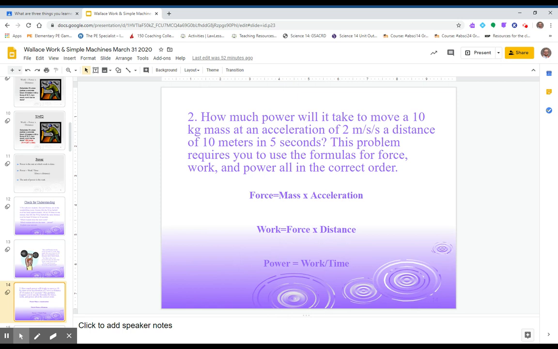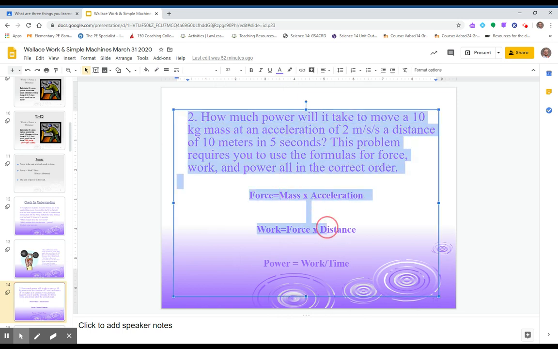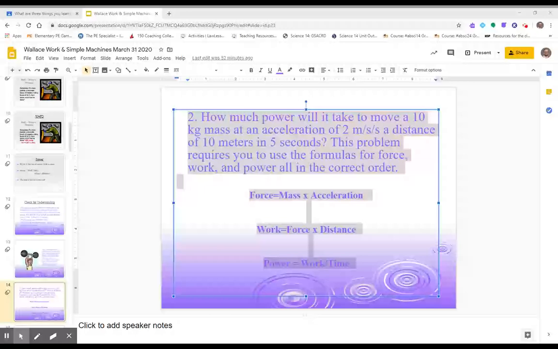What I'm going to do is hop out of this screen, copy this, and go back to our smart notes. I'm going to scroll down, extend, move my cursor, and paste. There is our question. So how much power will it take? Well, we have our formula for work, we have a formula for power, and we need to find our force. That's our first place to start.